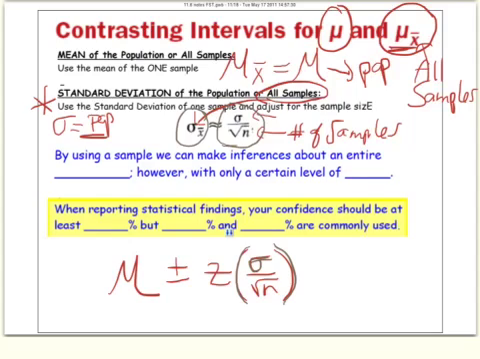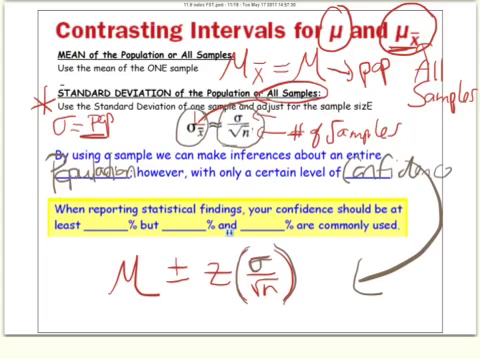Okay. By definition, here's what this says. By using a sample, we can make inferences about an entire population, but only with a certain level of confidence. We're only going to be 95% confident or 90% confident or something of that nature. When reporting statistical findings, your confidence level should be at least 90%, but typically 95 and 99 are most commonly used.